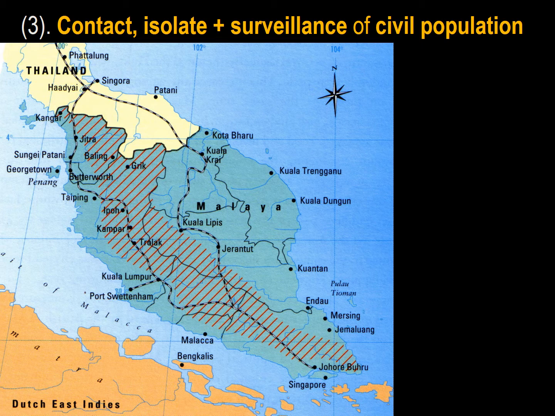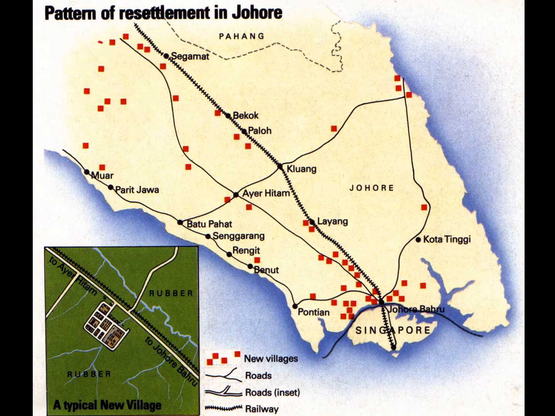Here you can see the red hash is the population distribution of the Chinese in Malaya. So they exist along the western coast, but also on the interior right up against the jungle. This is a map of the resettlement camps, the new villages that were built by the British that were some distance from the jungle's edge where the squatters were living.